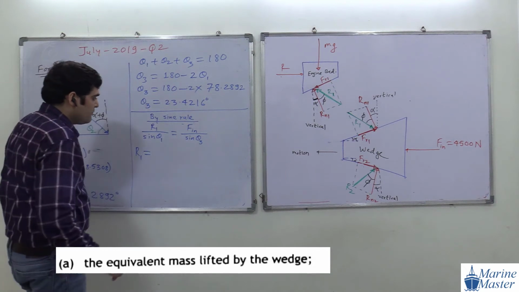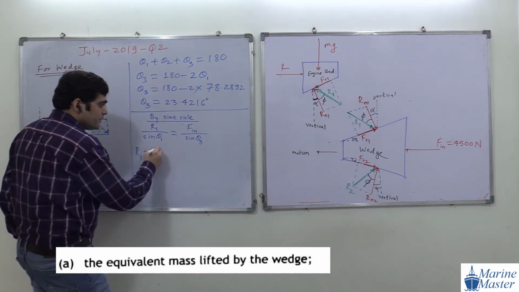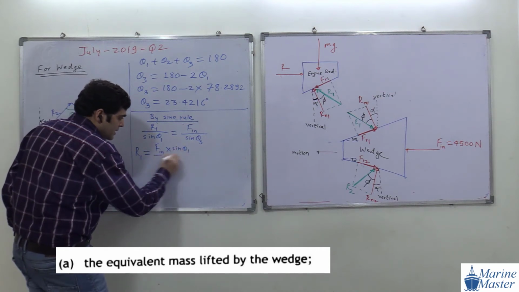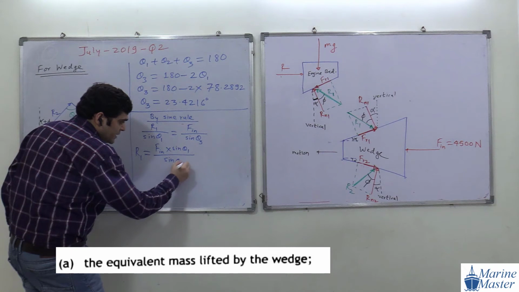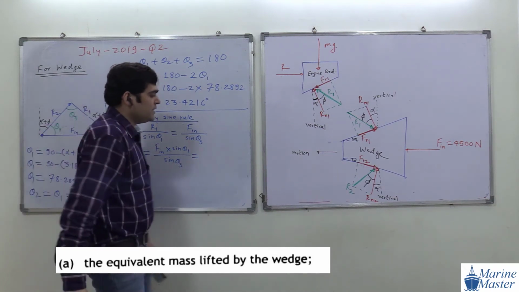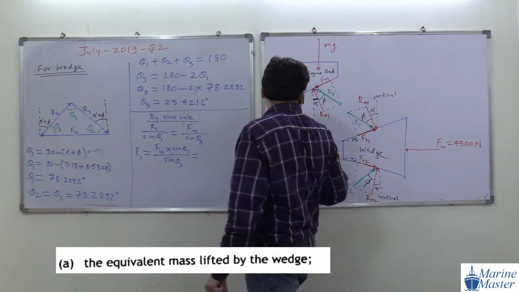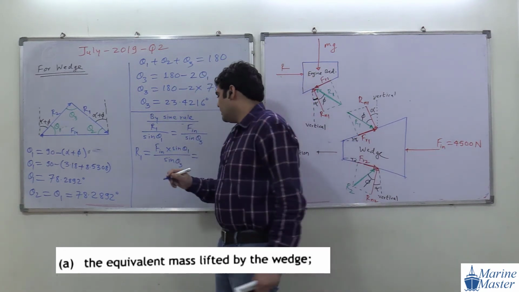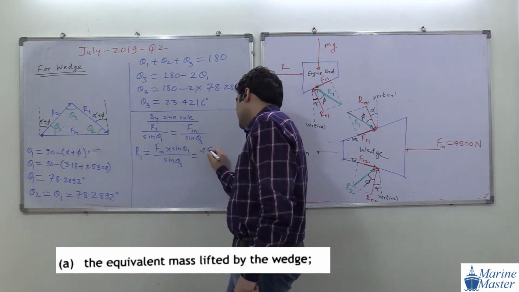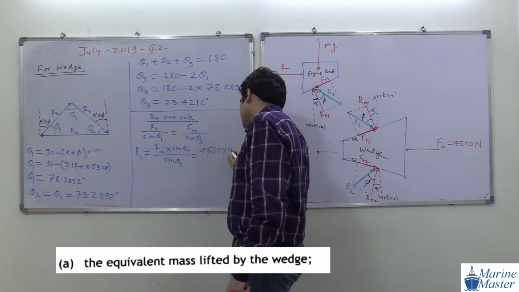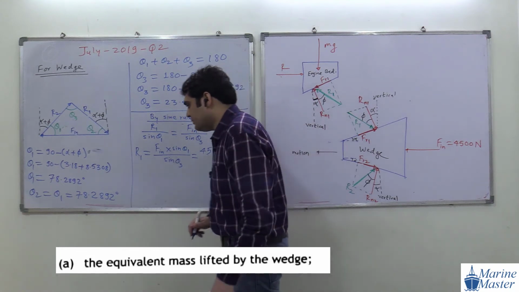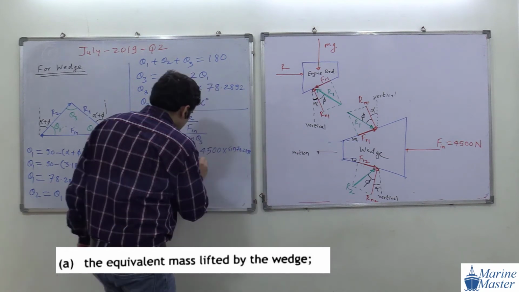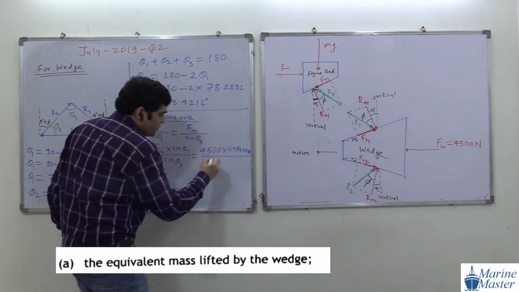So R1 will be F in times sine of theta 1 divided by sine of theta 3. How much is F in? F in is the force required to drive the wedge in, 4500 Newton. It is given in the question. Sine of theta 1, which we calculated as 78.2898, divided by sine of theta 3.